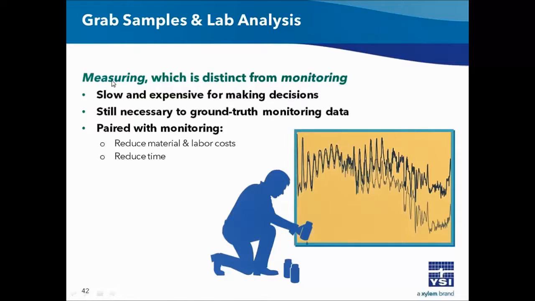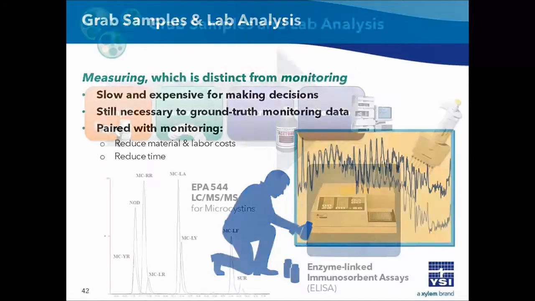And this kind of relates to Sochi's question that I just answered a few minutes ago. But when you pair grab sampling with monitoring, you really can reduce your material and labor costs, because you can use that monitoring to help tell you when you need to do the measuring. And that's going to reduce the time that you have to have people out in the field to do that work, or in the laboratory.